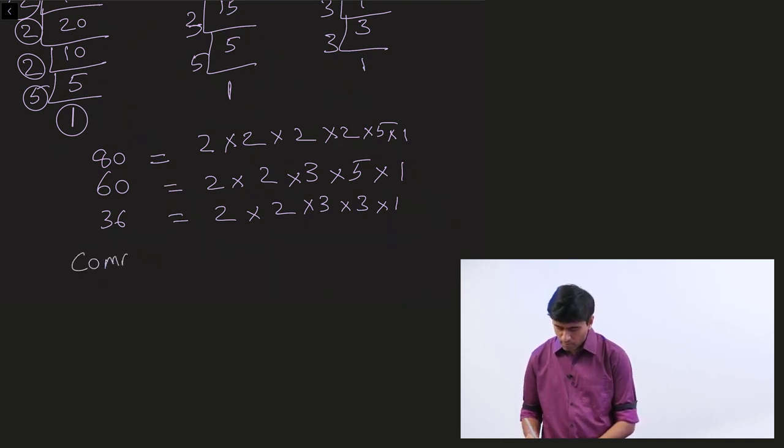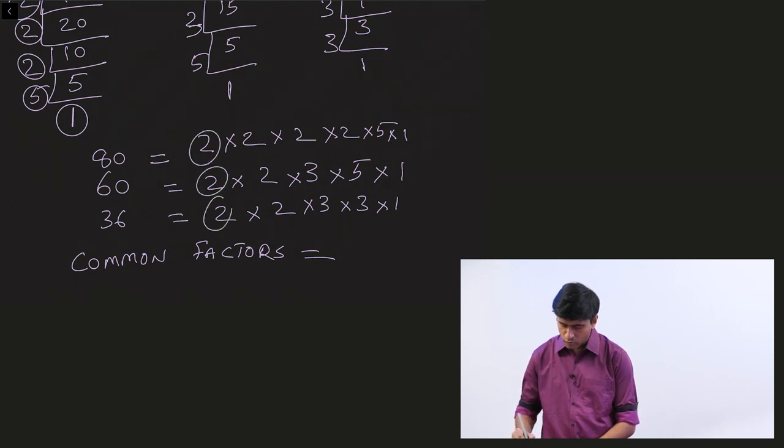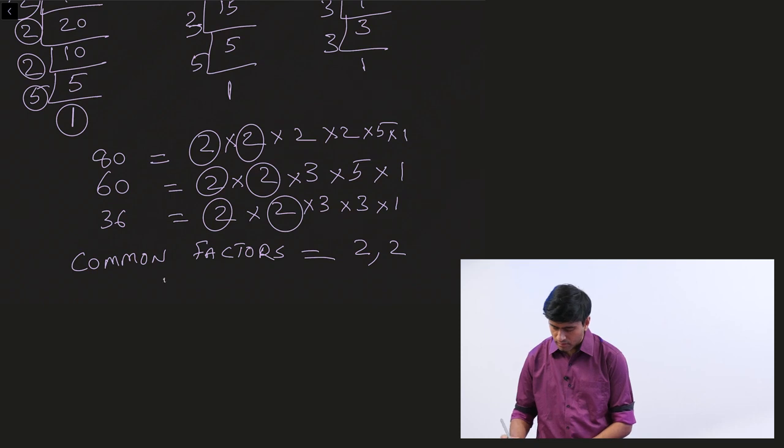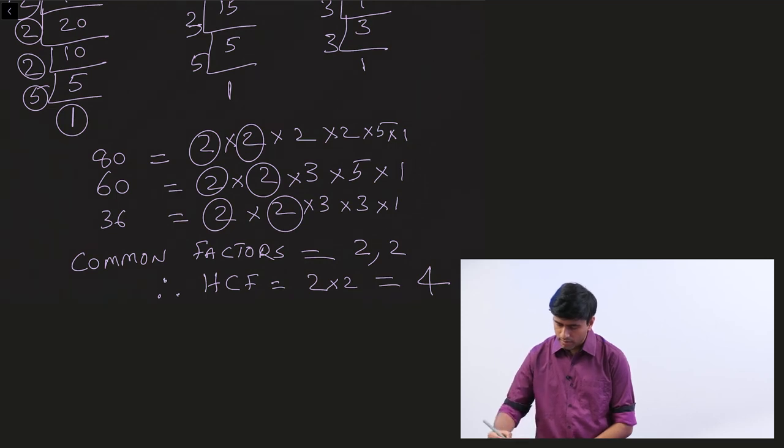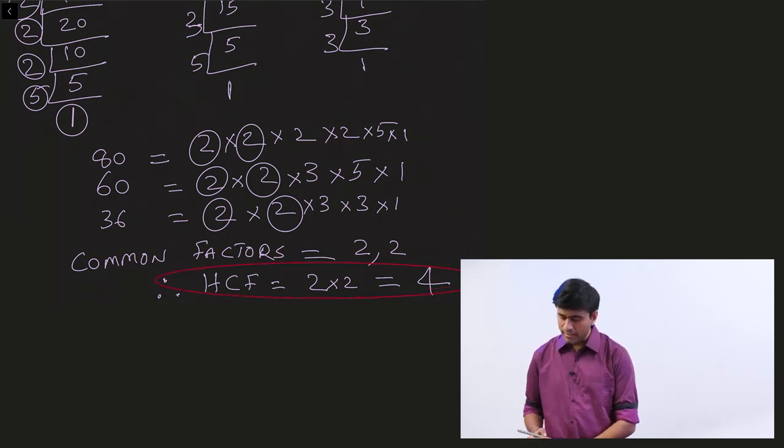So common factors. What are the common factors? We have 2 and we have another 2. These are the only 2 common factors. So the common factors are 2, 2. Therefore, HCF, highest common factor, will be 2 into 2, which is 4. This is your HCF. This is how you find HCF using the prime factorization method.